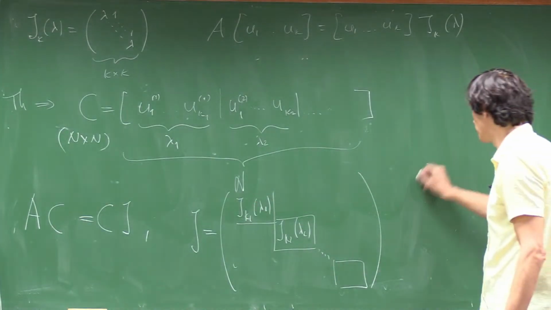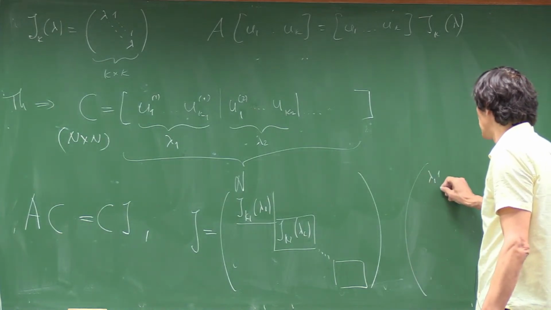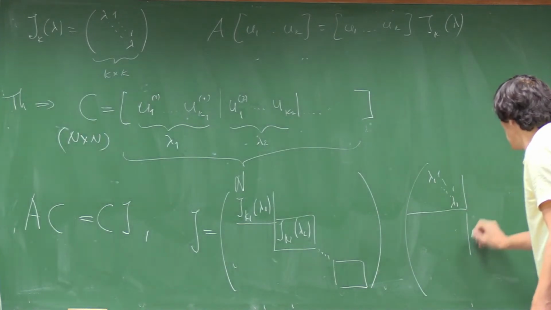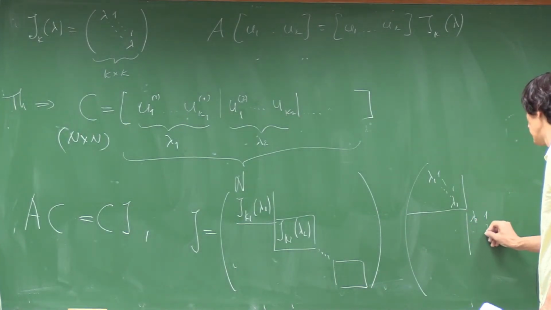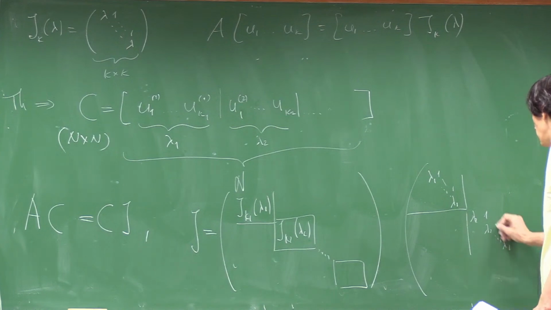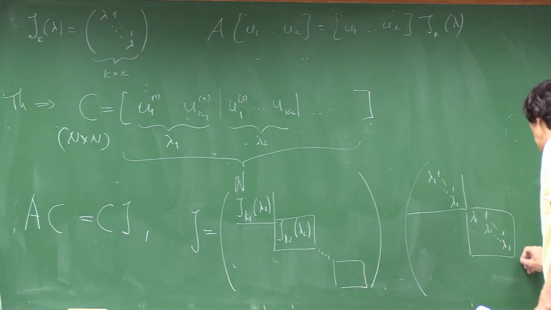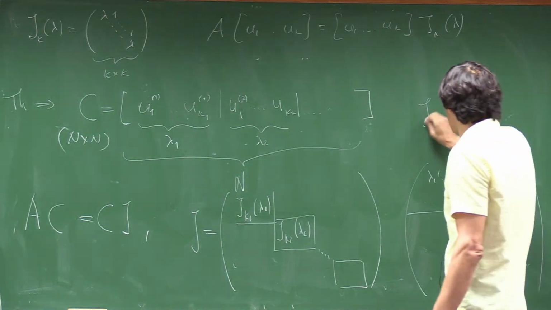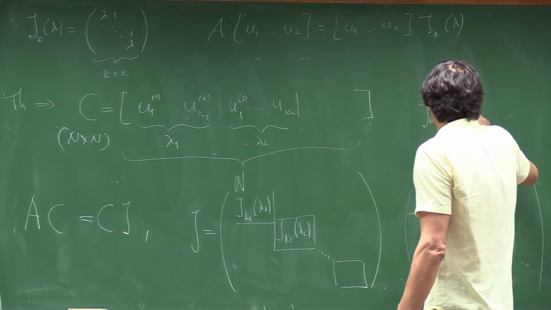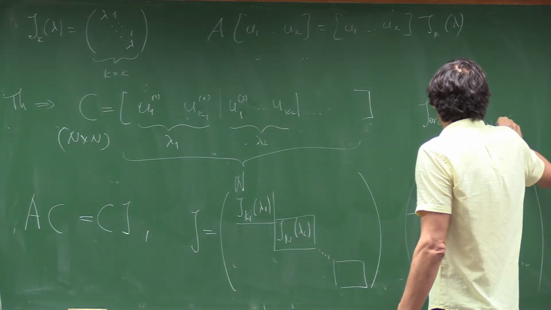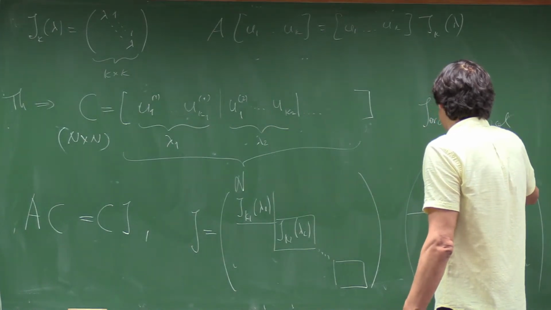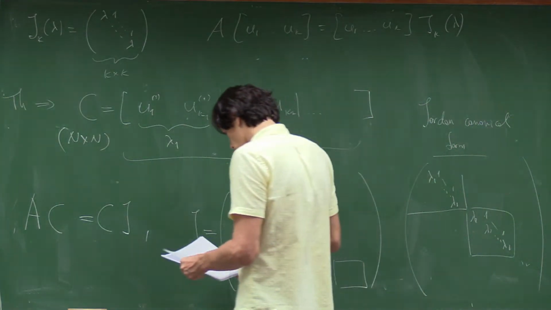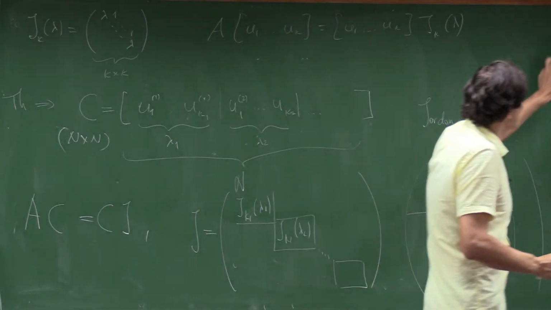In other words, this will be a matrix which is lambda 1, 1, lambda 1, 1, lambda 2, 1, and so on. So this is what's called the Jordan canonical form. So we're almost done.